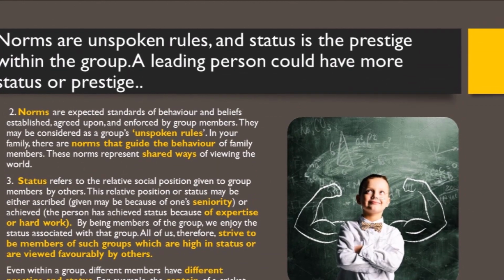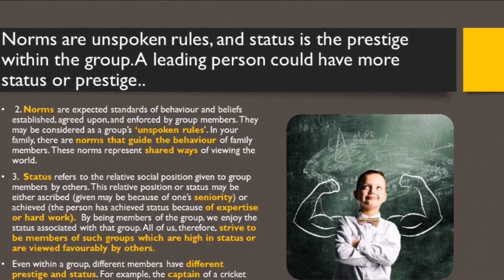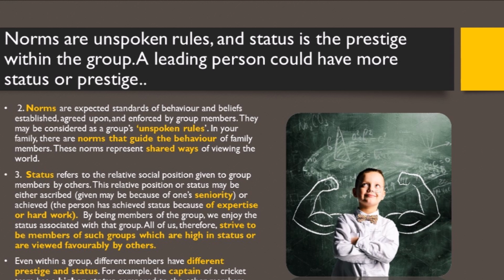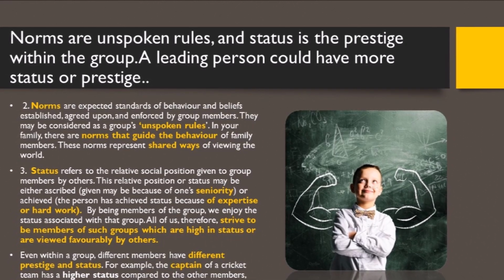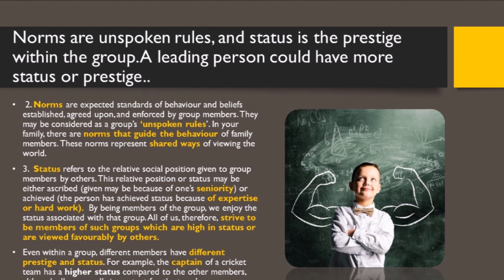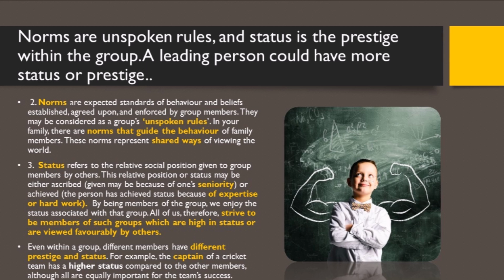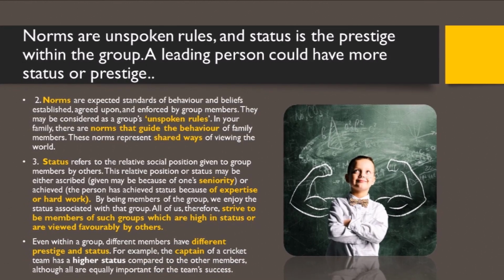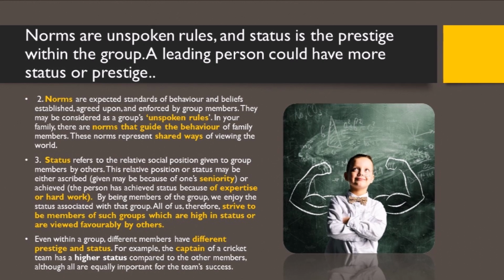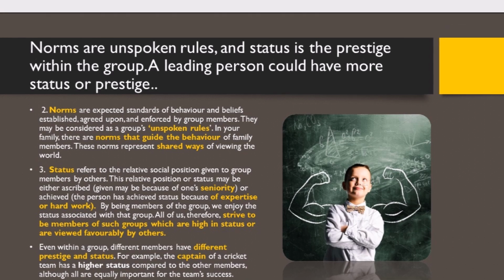2. Norms. Norms are the unspoken rules that guide behavior within a group. They represent shared beliefs and standards that members adhere to. For example, family norms might dictate how members should behave towards each other. 3. Status. Status refers to the prestige or social position of group members. This can be ascribed based on seniority or achieved through expertise or hard work. Status impacts how members are perceived and treated within the group.